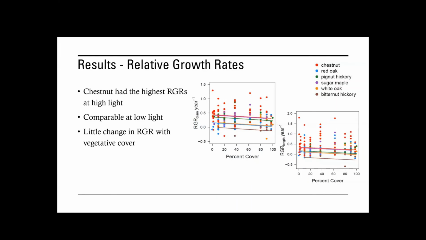We also looked at these metrics as percent cover increased and found that percent cover had little variation and effect on relative growth rate. So the main takeaway of our relative growth rate results being that chestnut had the greatest response across a GLI gradient.